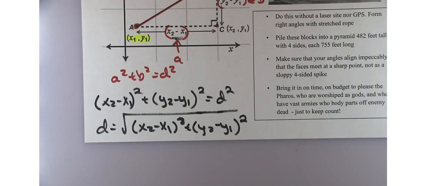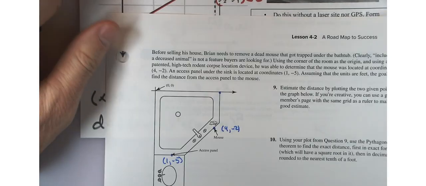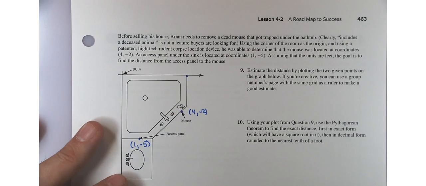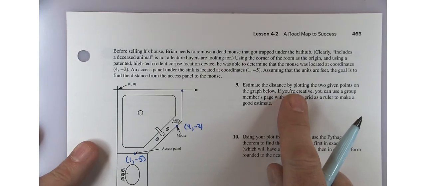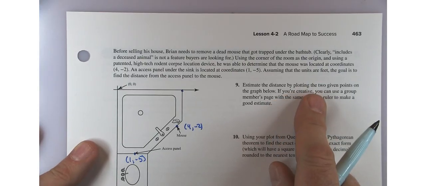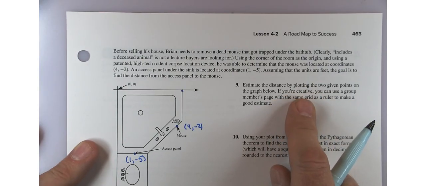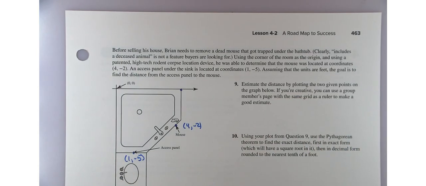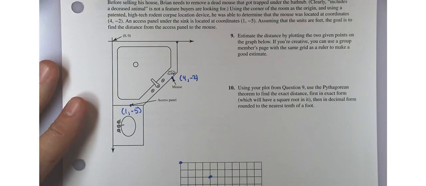Okay, but it does give us a way to calculate the distance between a couple points. And to that end, maybe we'll do a little bit of the work here. It says estimate the distance by plotting a couple points on the graph below. If you're creative, you can use a group member's page with the same grid to make a good estimate.